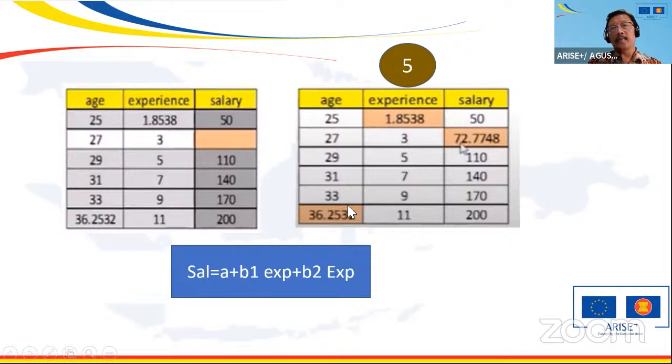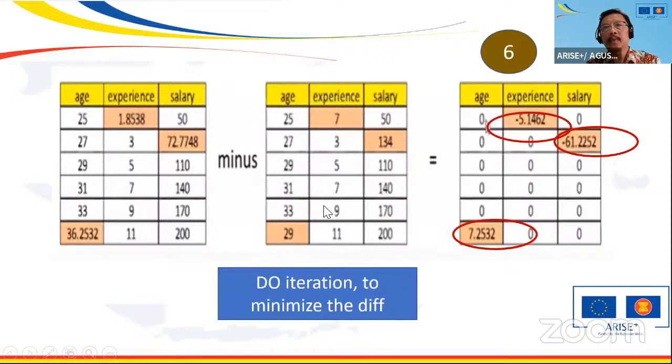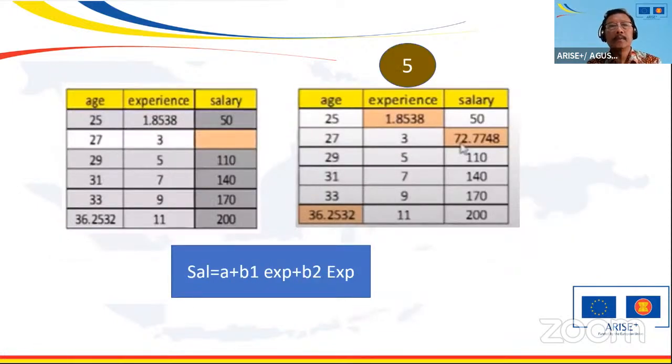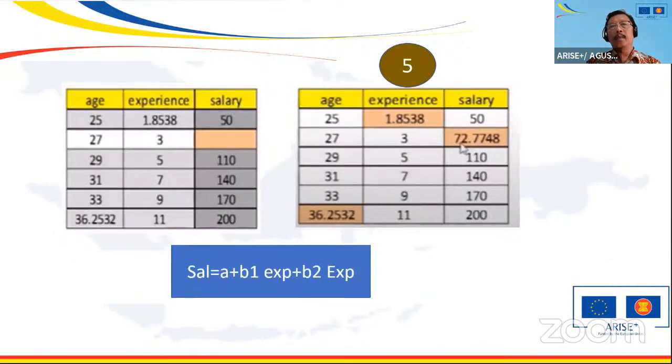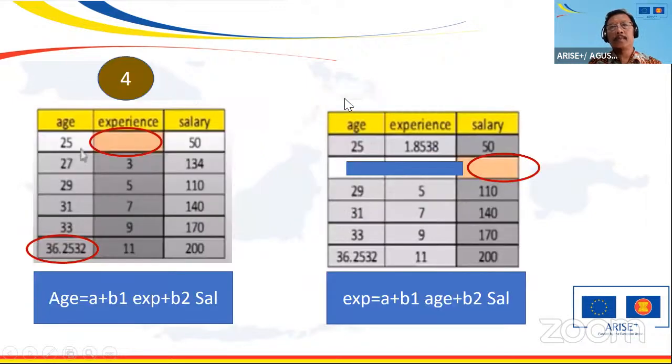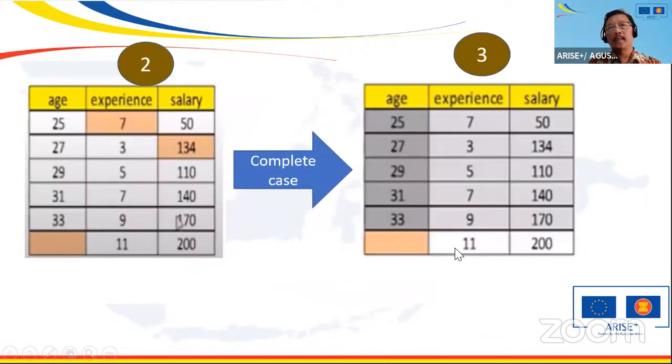First iteration, because if you take the difference between this final estimate and the first number that we get, this one.